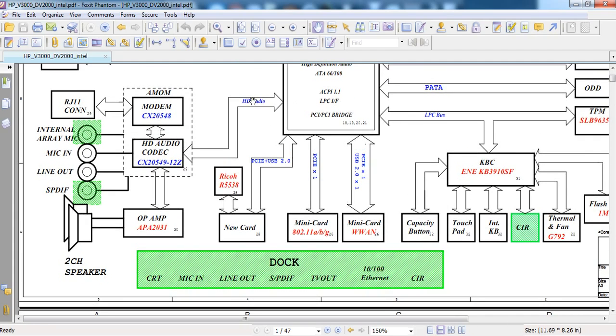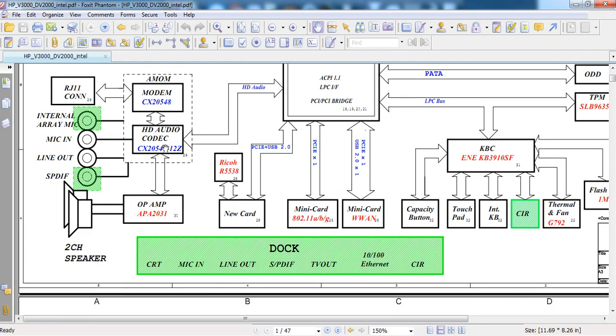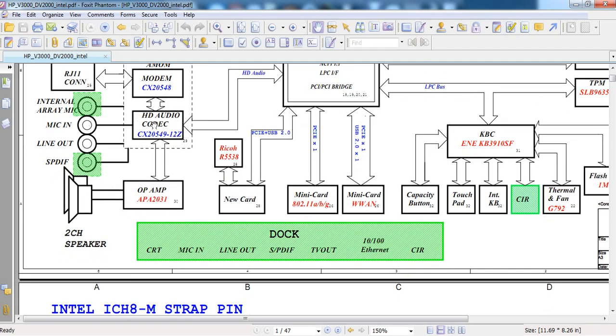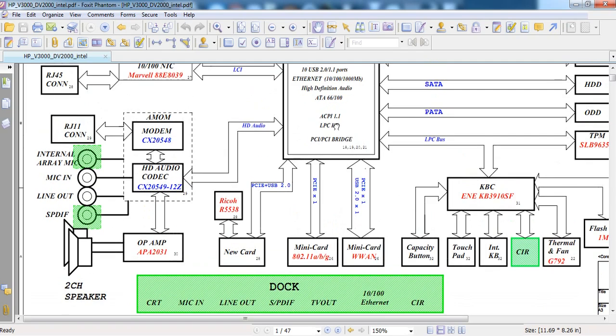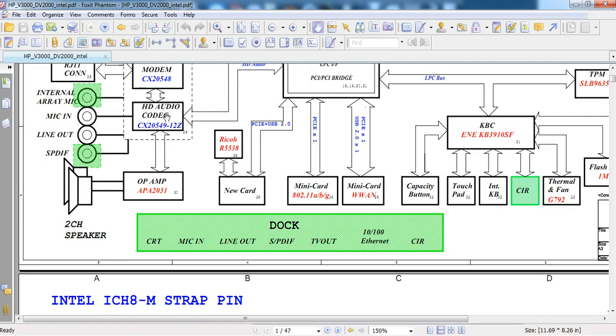Okay, this is HD audio, high definition Realtek audio output. The HD audio is connected to the ICH, and the speakers are connected with the audio amplifier IC. This is the audio IC, this is the audio amplifier IC. So the audio IC sends the signal to the amplifier IC.